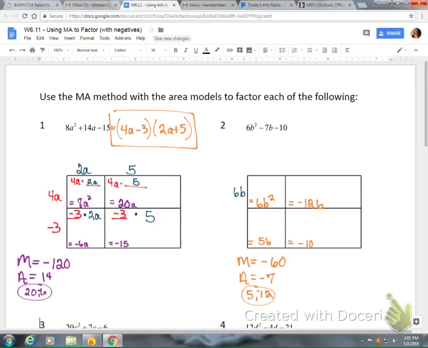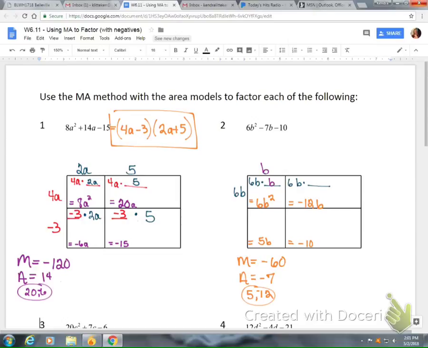So this is my height. I'm going to go ahead and put my height in each rectangle in order to find the width. Okay? So 6b times what will get me to 6b squared? You're close. You're off just a little bit. Just b. So I'm going to bring the b up. That's my width.